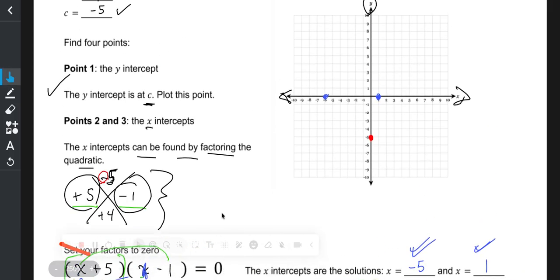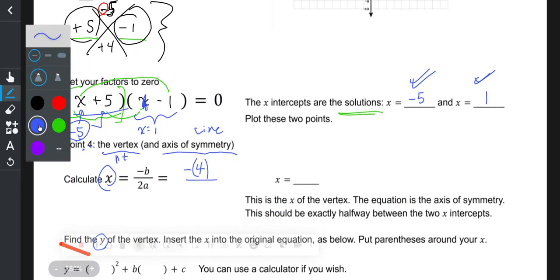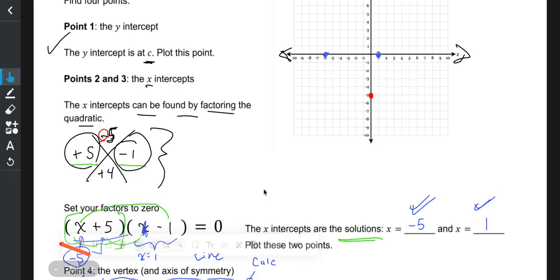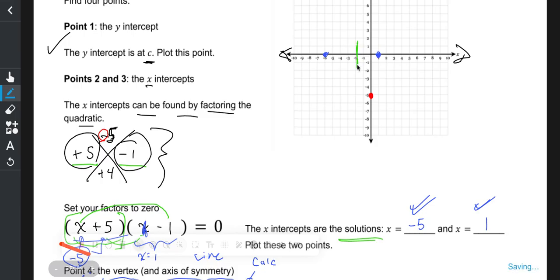And the a, what was our a? Our a was 1. So for the bottom, if we're going to say 2a, we're going to say 2 times 1, which was our a. What is that? -4 divided by 2. What is that? It's -2. You can put that in the calculator if you want. So x is -2, okay? And a quick check would be to see if this is exactly halfway between the two x-intercepts. This is not our vertex, but I just want to show you that -2 does look like it is in between our x-intercepts.